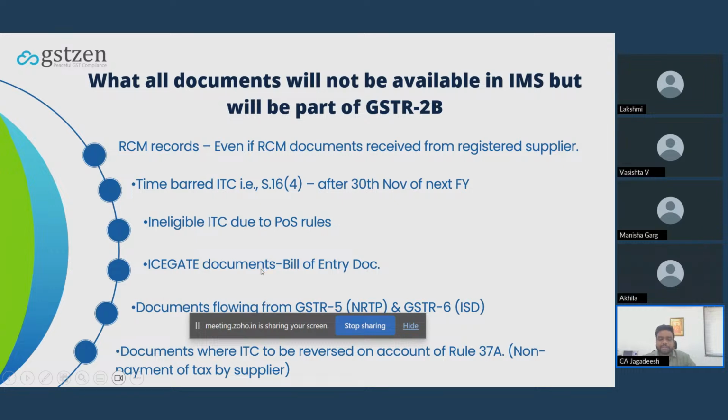Then ICEGATE documents. In case of bills of entry, they will go directly to my 2B. We need not take any action in the IMS. All the bills of entry in case of imports will go directly to the 2B, and from 2B to 3B it will get auto-populated. Documents flowing from GSTR 5, that is non-resident taxable person, and input service distributor, GSTR 6, all those go directly to my GSTR 2B, and you need not take any action. And documents where ITC is to be reversed on account of Rule 37: in this case also, I don't need to take any action. It will go directly to my 2B.